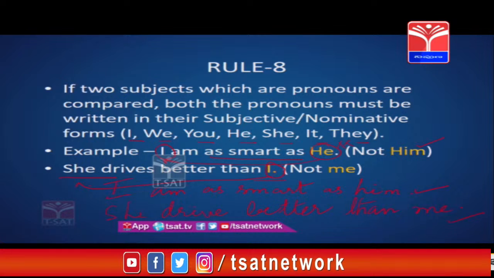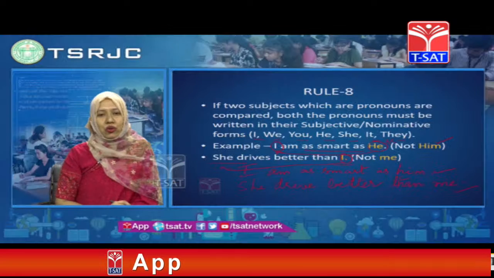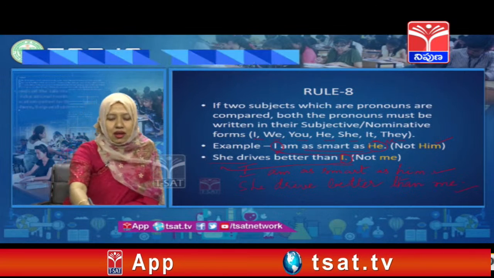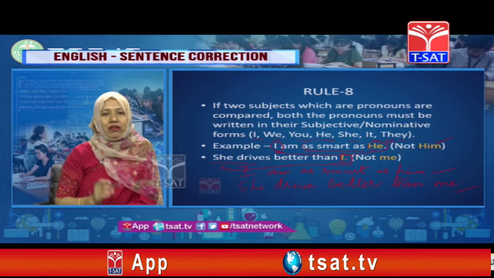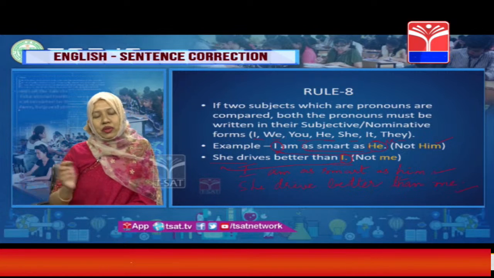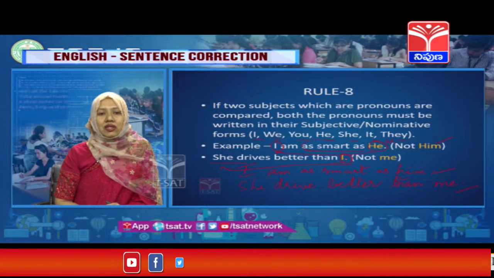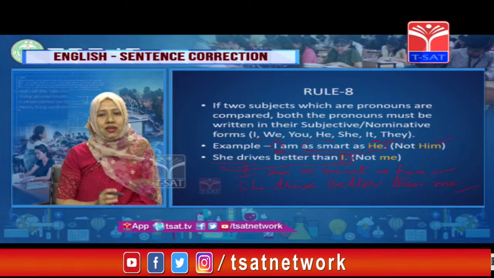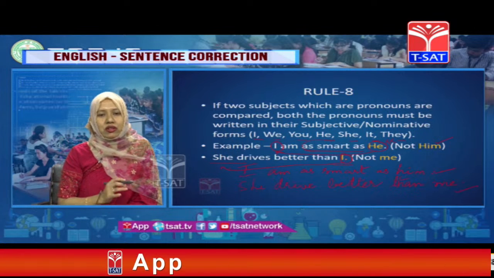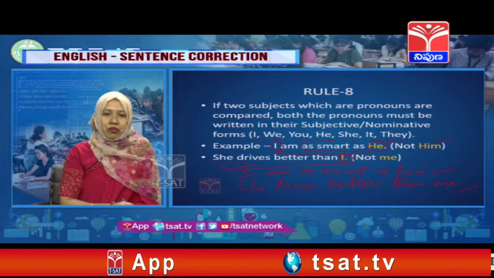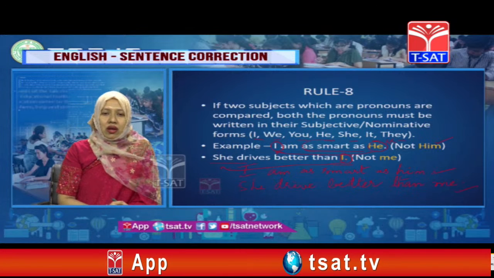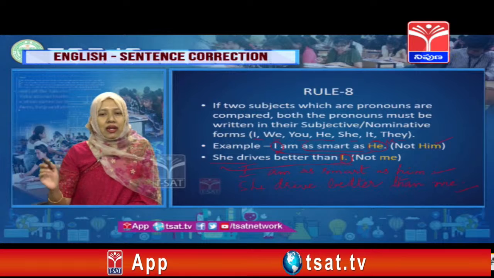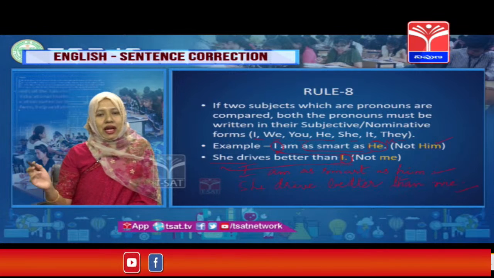Let me explain once again. When two pronouns are used and there is a comparison, a simile, when you are comparing with as or with another person, then you should always use the other form of the pronoun. You should not use the subjective form. The subjective form is used in the subject place. Example: I am as smart as him. She drives better than me.